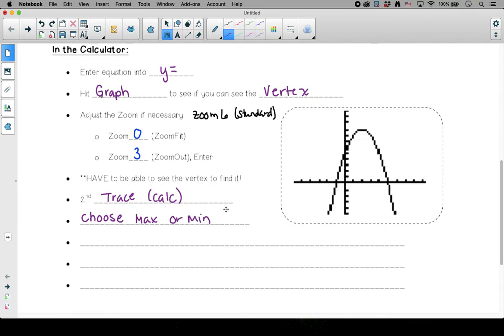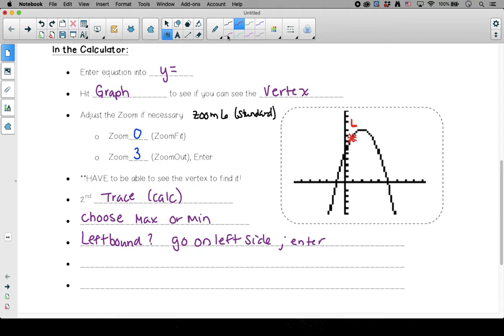Once you've chosen it, your screen will say left bound with a question mark. You're going to move your left cursor onto the left side of your vertex and press enter. Your cursor will be moving along the graph; you'll press the left cursor until you get to the left of the vertex and press enter. That's the left side, and a little arrow will pop up.